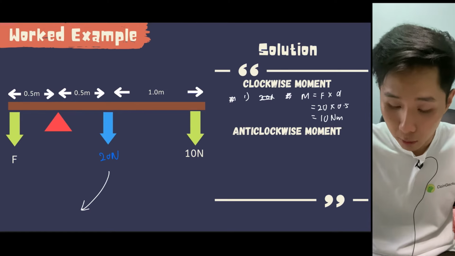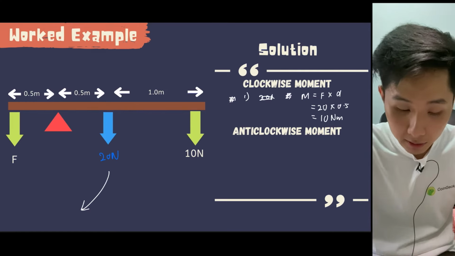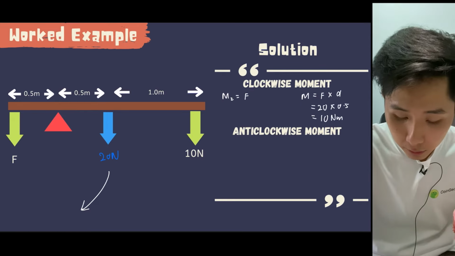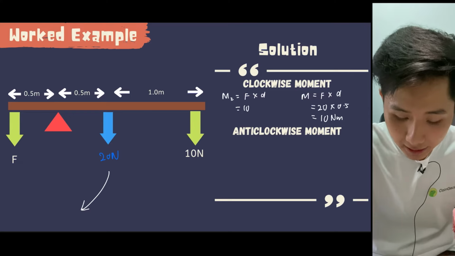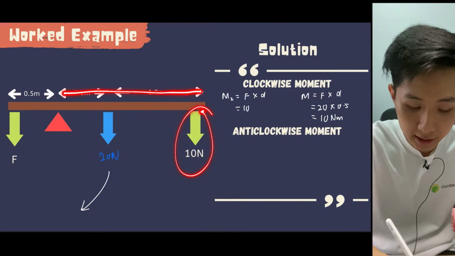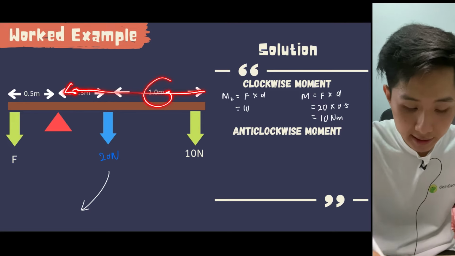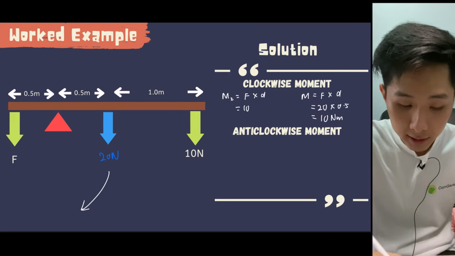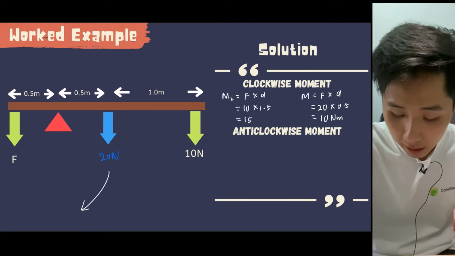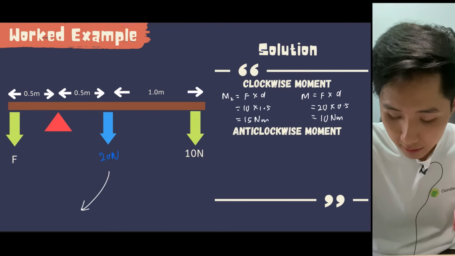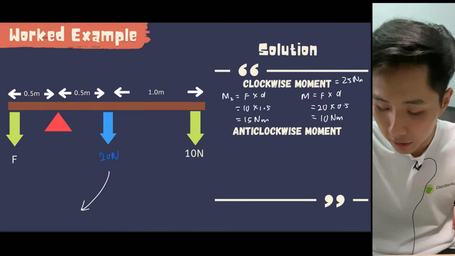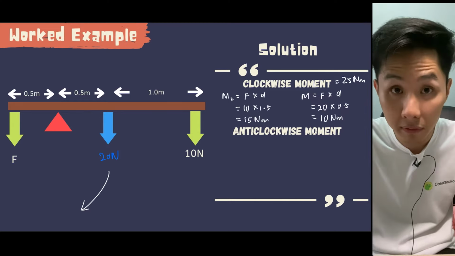And the second clockwise moment is going to be, I run out of space, let me rub this off. Let's do M2: 10 Newton as the force here. But the distance between this force and the pivot is not 1, it's in fact 1.5. So I'm going to multiply 10 by 1.5 here, so I have 15 Newton meter. In other words, my total clockwise moment is 25 Newton meter, 10 plus 15.